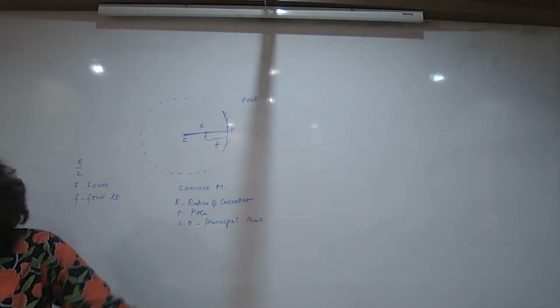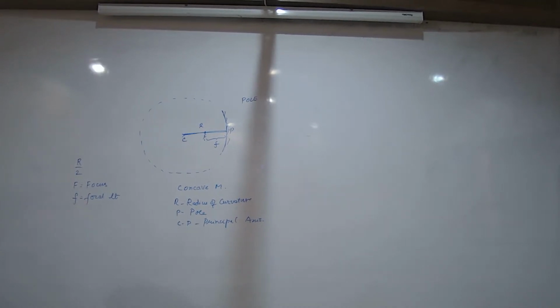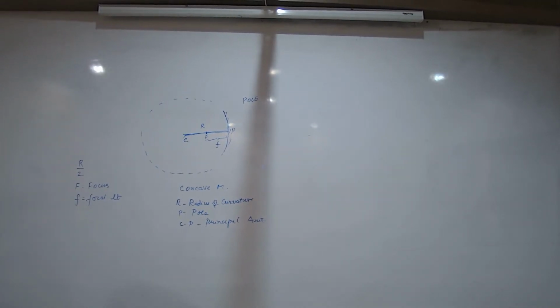And further, the center of curvature of a concave mirror lies in front of it. Abhishek, you will continue from there. Please note that the center of curvature of a concave mirror lies in front of it. However, it lies behind the mirror in case of a convex. So right now I'm just talking about a concave mirror.